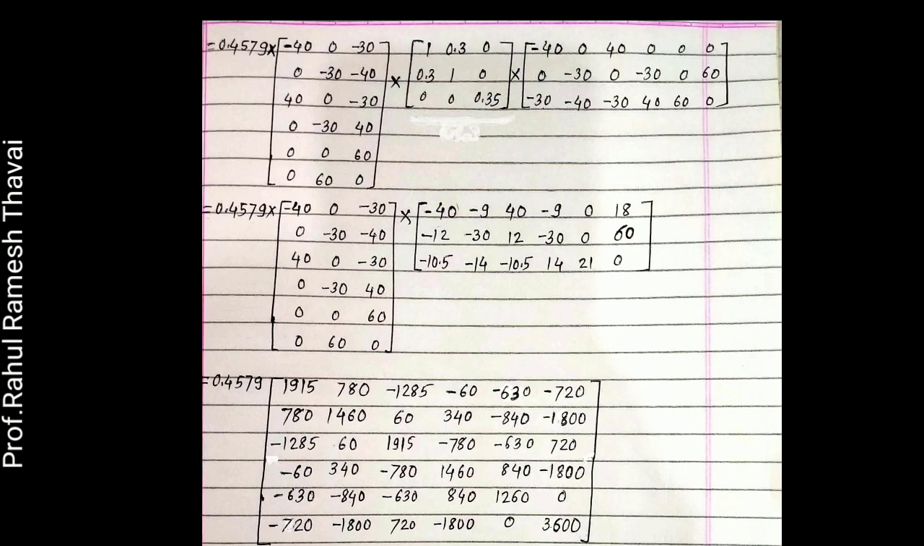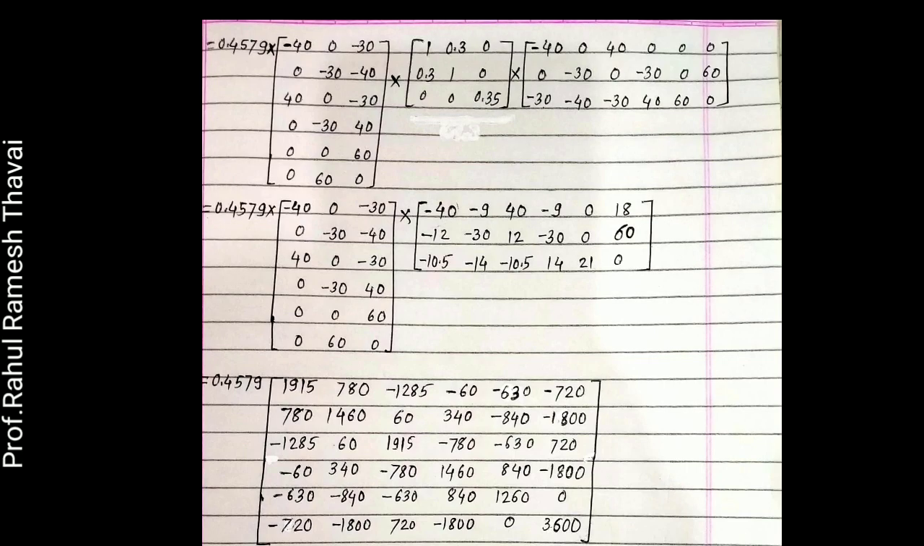Next I will go for second row fifth column, that is 0.3 into 0 plus 1 into 0 plus 0 into 60. So I will get that term equal to 0. Next I will go for second row sixth column, that is 0.3 into 0 plus 1 into 60 plus 0 into 0. So I will get that term equal to 60. Next I will go for third row multiplied by first column, that is 0 into minus 40 plus 0 into 0 plus 0.35 into minus 30.